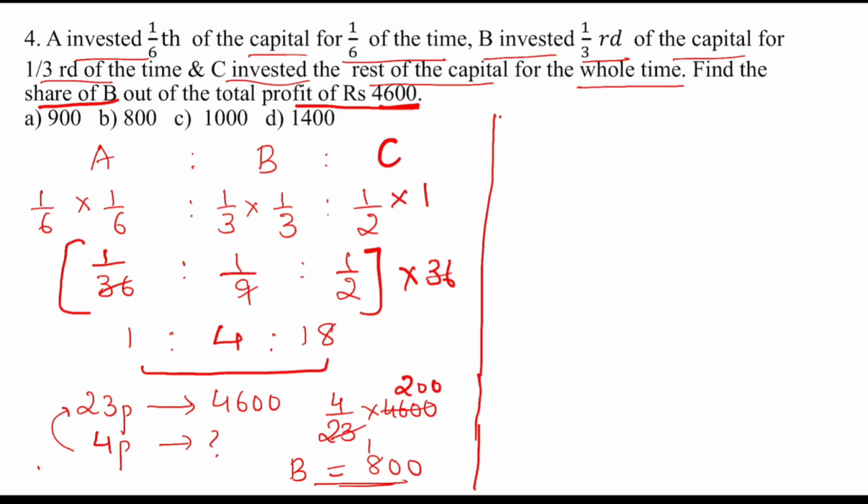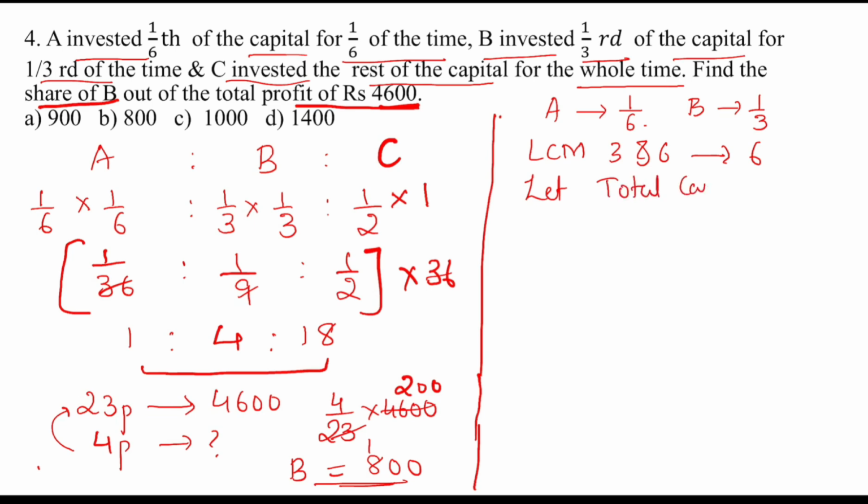Now, we know A invested 1/6 of the capital, and B invested 1/3 of the capital. Now, instead of doing all these things, directly we can take the LCM of 6 and 3. LCM of 3 and 6 is how much? 6.